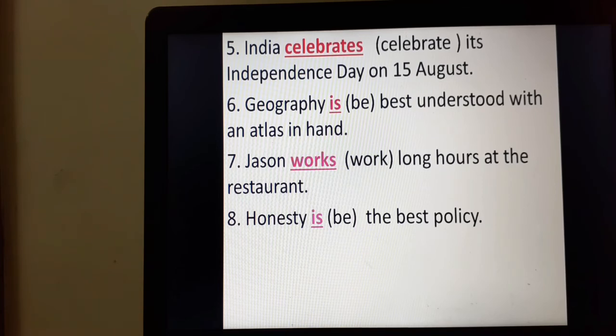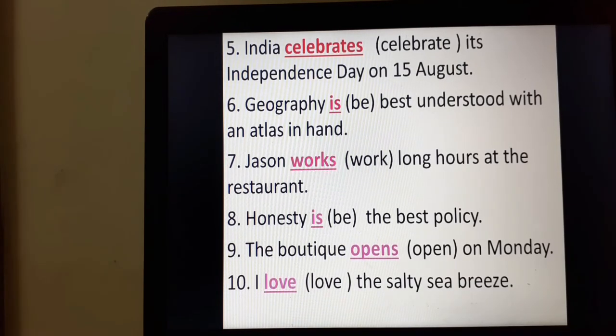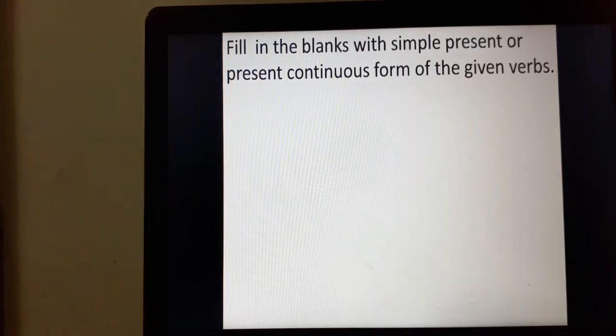This is another example of simple present tense, and for universal truth. The boutique opens on Monday. I love the salty sea breeze.